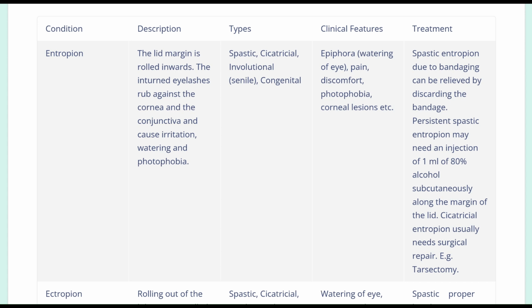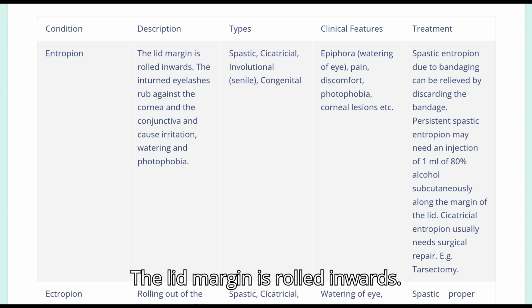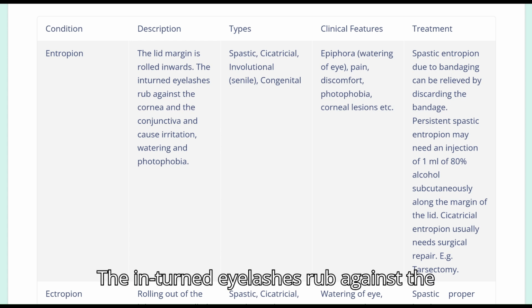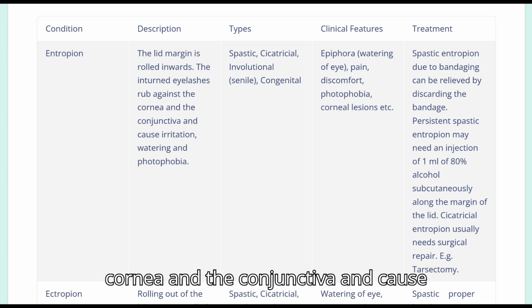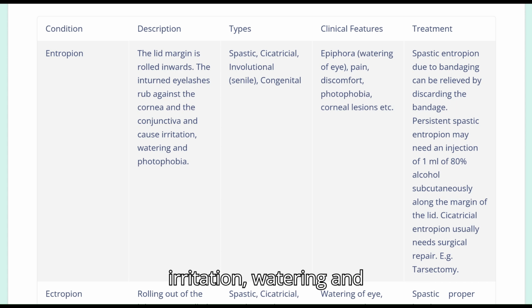Entropion. The lid margin is rolled inwards. The inturned eyelashes rub against the cornea and the conjunctiva and cause irritation, watering and photophobia. Types: spastic, cicatricial, involutional, senile, congenital. Clinical features: epiphora, watering of eye, pain, discomfort, photophobia, corneal lesions, etc.